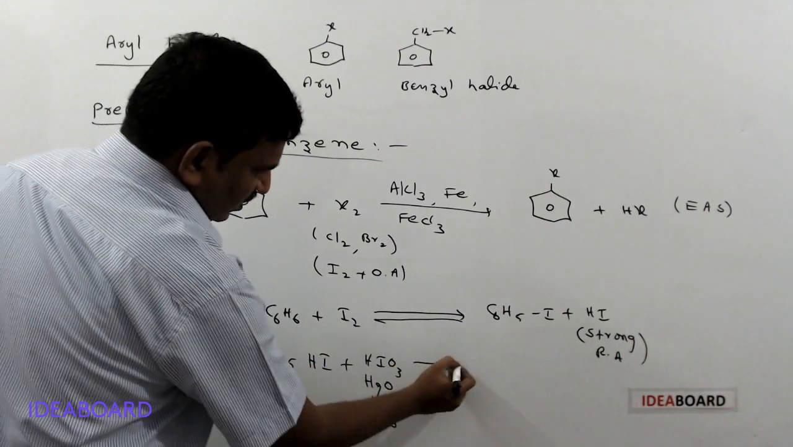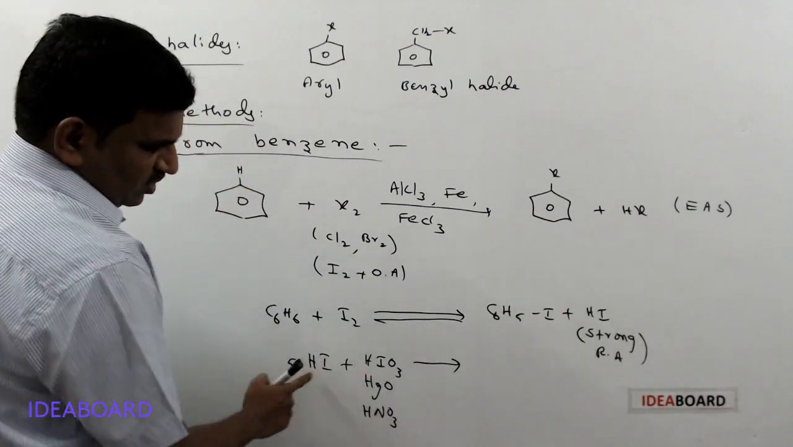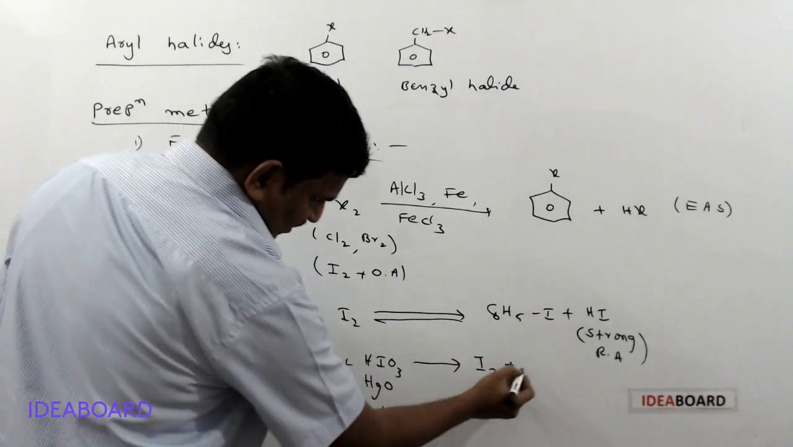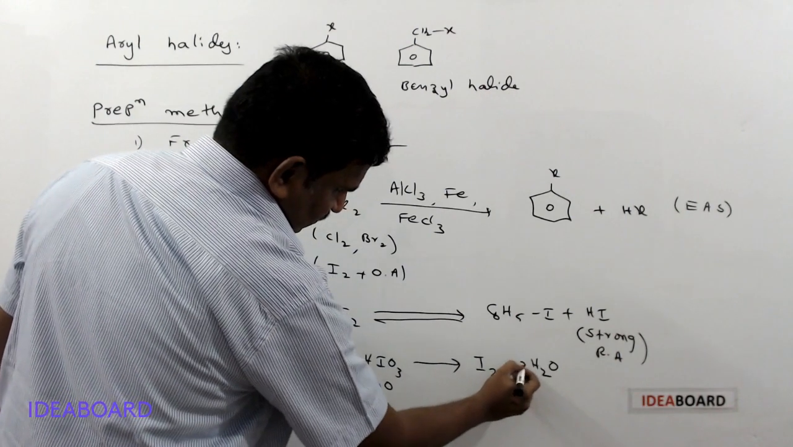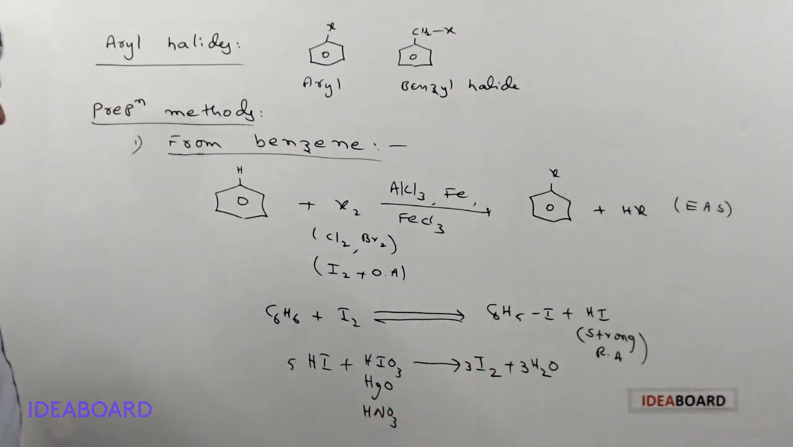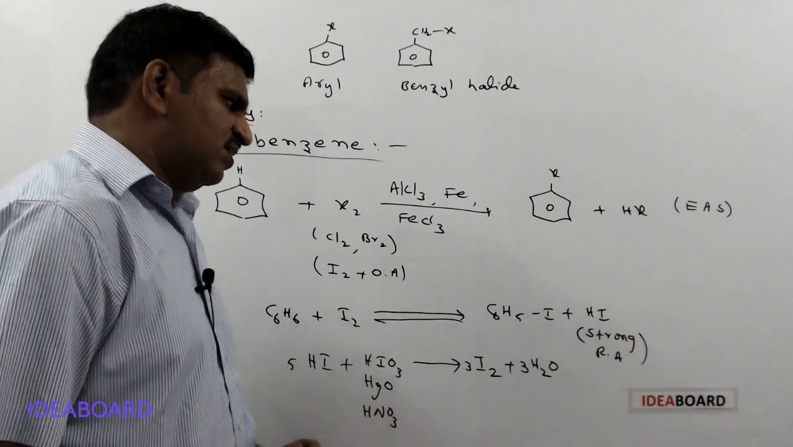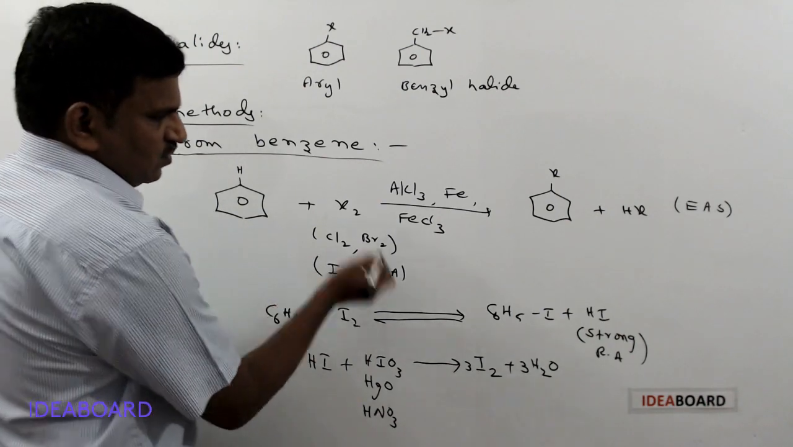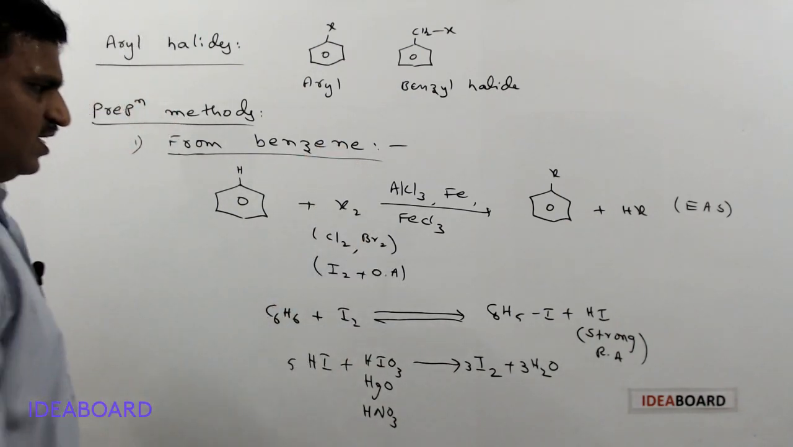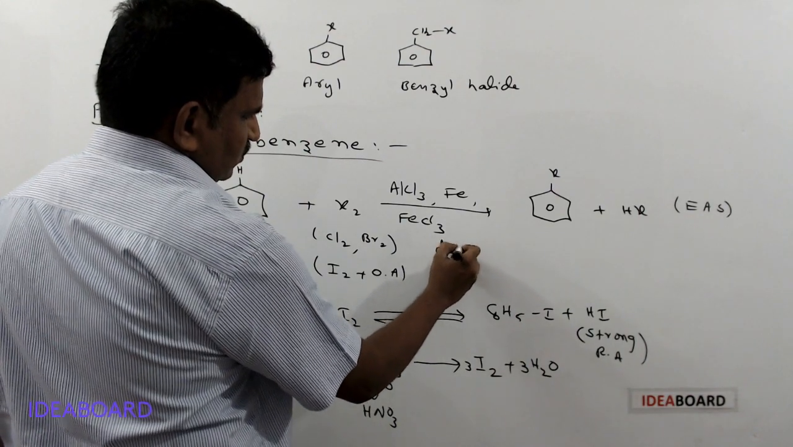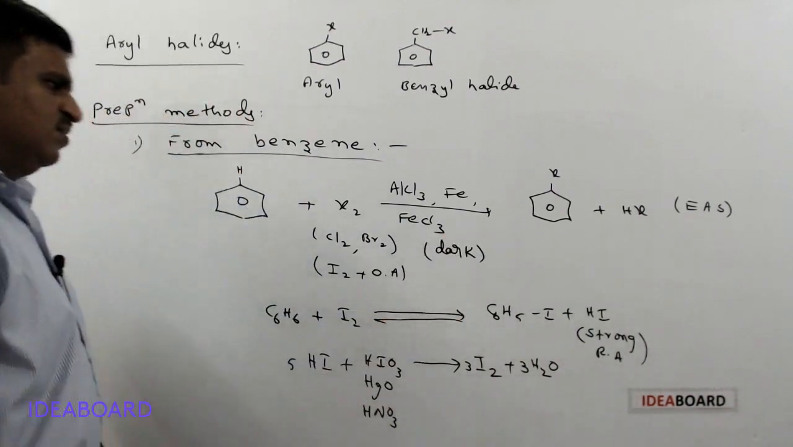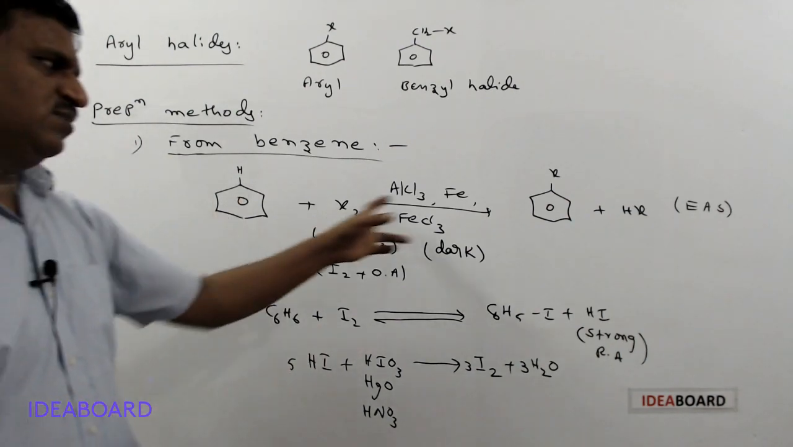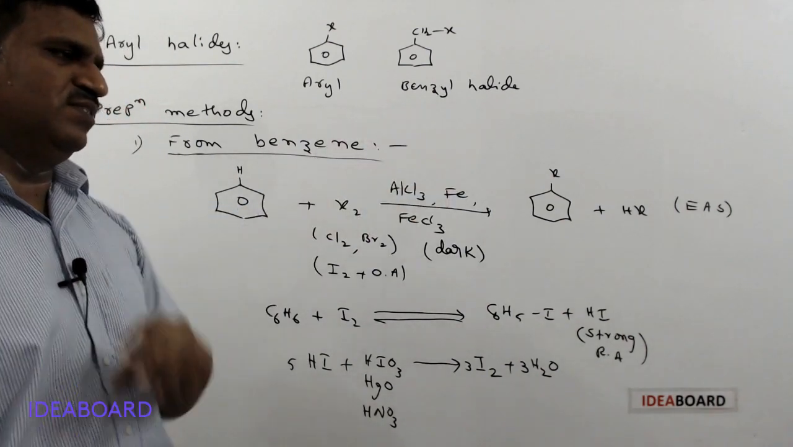If we use HIO3, then HIO3 converts HI into iodine plus water, so 3H2O and 3I2 are formed. Then the backward reaction is prevented because in the reaction mixture HI is absent. So we are taking iodine plus oxidizing agent. And please remember, because of more reactivity, even in dark conditions this happens. This is the halogenation process of benzene to get halobenzene.